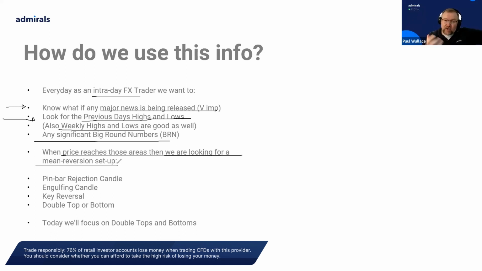That is where I can start to combine the price action tactics we have spoken about throughout this series. So things like a pin bar rejection candle, an engulfing candle, a key reversal candle, or a double top or bottom. Today, we'll focus a little bit on double tops and bottoms, but we'll still look at opportunities and examples for pin bars, engulfing candles, key reversals, etc. Because of the time we have allocated today, we'll just focus on double tops and bottoms, because we see them occurring quite a lot.